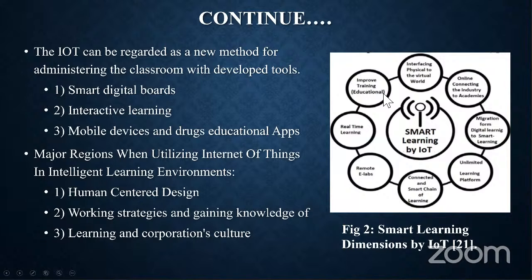And here are the dimensions which were formed by IoT in smart learning. Some of them are real-time learning, remote e-labs, unlimited learning platforms, online connecting the industry to economics, and improved training. These are some of the learning dimensions formed by IoT.